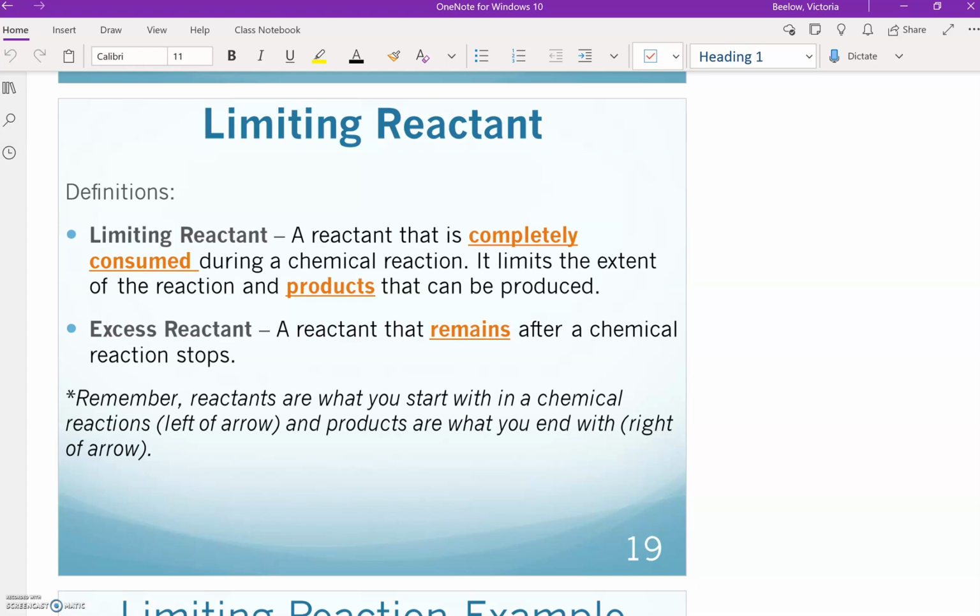And again, remember the reactants, that's on the left-hand side of the reaction, to the left of the arrow. And the products are on the right-hand side of the reaction, to the right of the arrow.